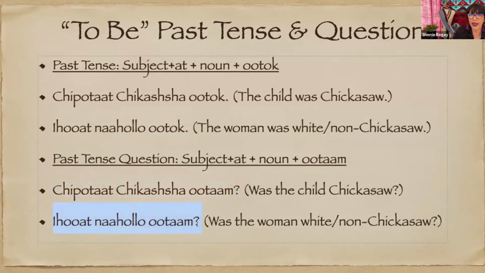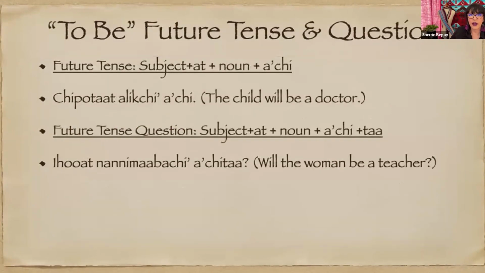Was the woman white or non-Chickasaw? Now to make it a future tense to be sentence, we're just going to add achi at the end instead of otok or otam. Let's look at the examples.